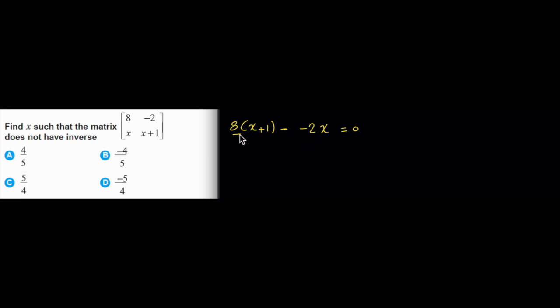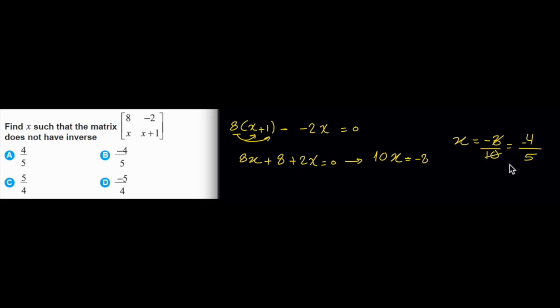So 8 times x plus 8 times 1 equals 8x plus 8. Negative negative 2x, it will be positive 2x. This is equal to 0. Now we have 10x equals negative 8. Means x equals negative 8 divided by 10. So it will be, dividing by 2, negative 4 over 5. So the answer is negative 4 over 5, which is B.